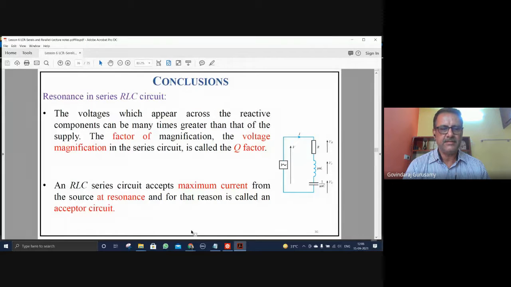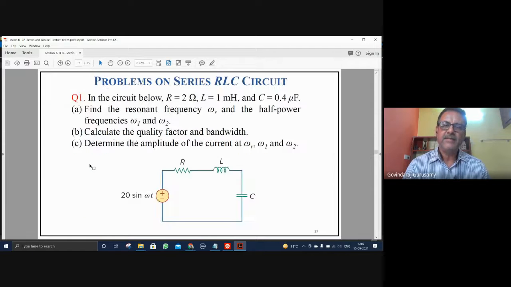So there are some conclusions. Yes, the voltage which appears across the reactive components can be many times greater than that of the supply. The factor of voltage magnification in a series circuit is called the Q factor. These are very, very important. An RLC series circuit accepts maximum current from the source at resonance. For that reason, it's called an acceptor circuit. We have maximum current. Whereas if you make it parallel, we are going to look at it a different way: the current will be minimum in that case.